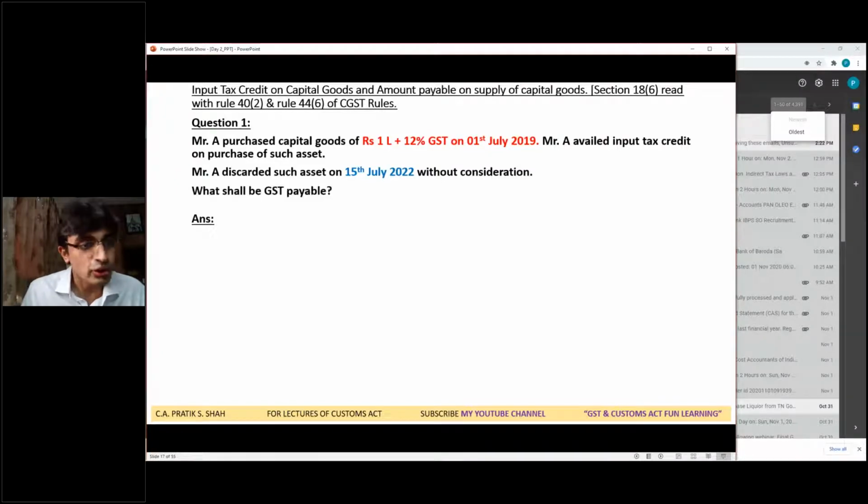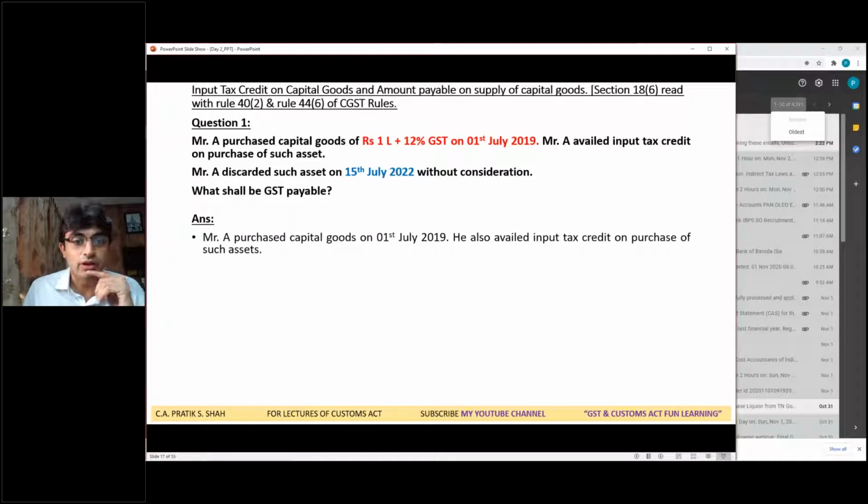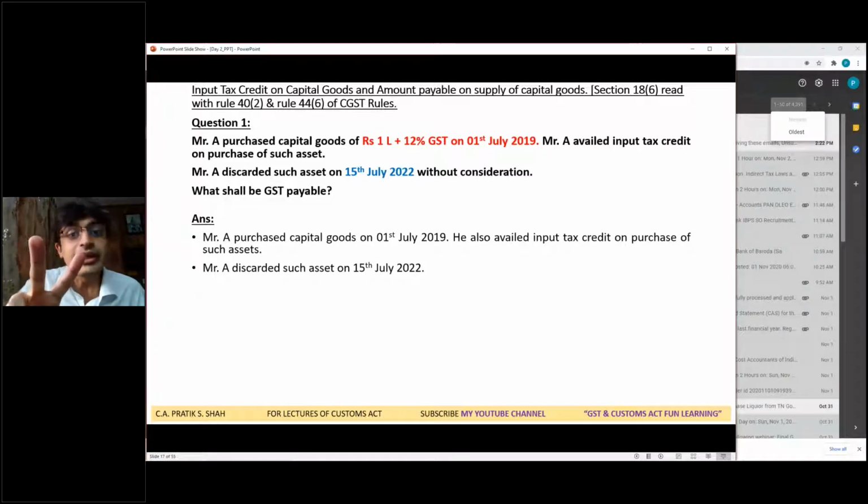Okay, good. See, what shall be the GST payable? Let us understand stepwise. When did I purchase? On 1st July. I will avail ITC immediately. Day 1, I avail the ITC. Now, I was told how many quarters to be used? 20. Did I use? No, I'm selling it on 15th of July 2022.